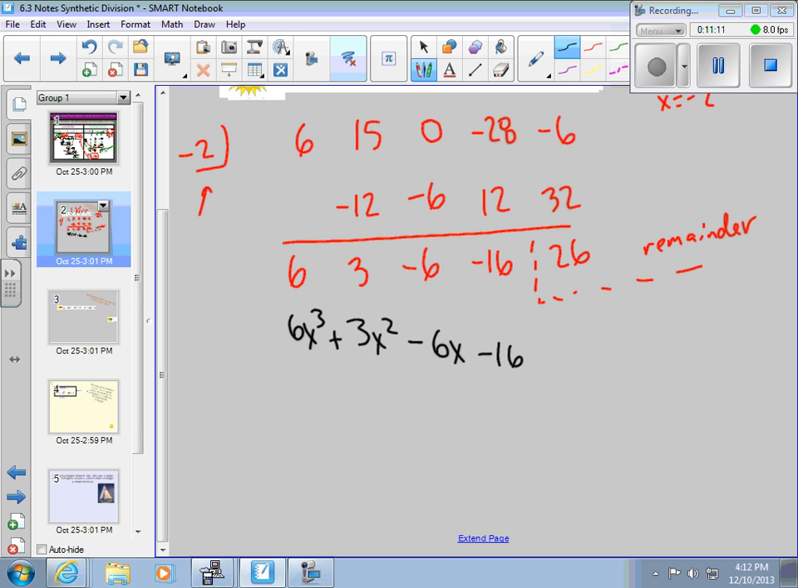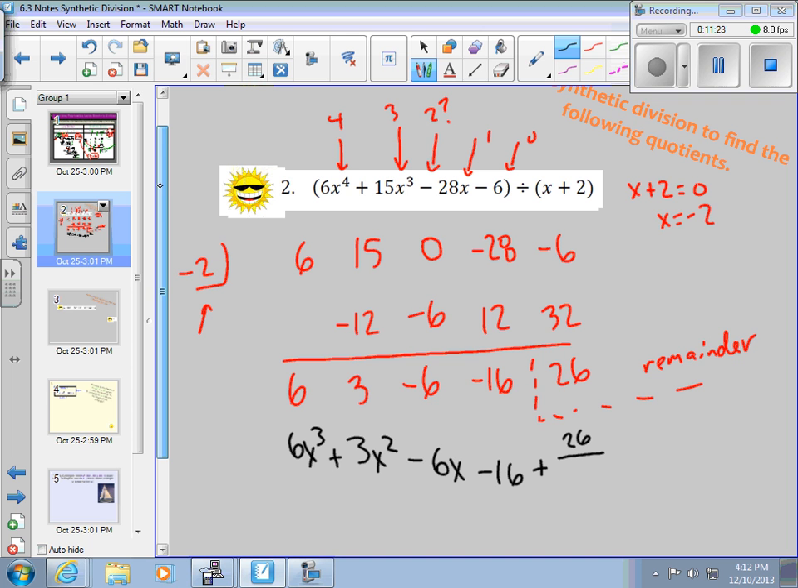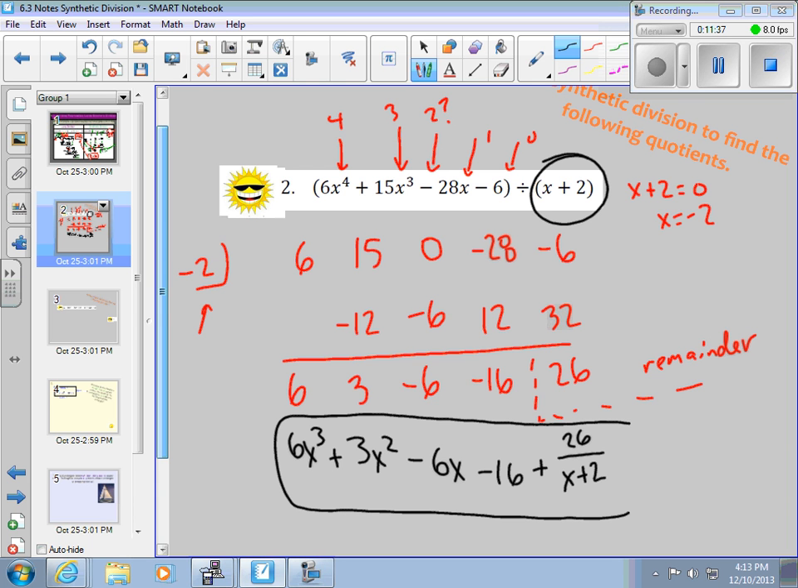But we did have a remainder. So like we did with long division, if you have a remainder, you add the remainder on, and you divide it by what we were dividing by in the problem. In this problem, we were dividing by x plus 2. So in our answer then, we write x plus 2 under our remainder. And that polynomial then becomes our answer. So anytime you get a remainder, divide by it.